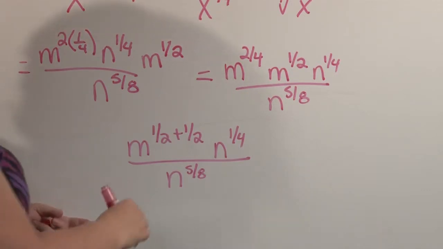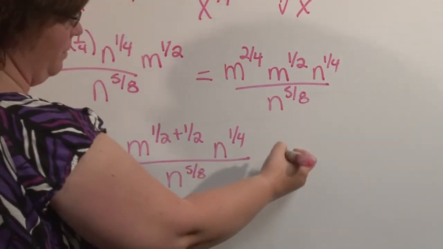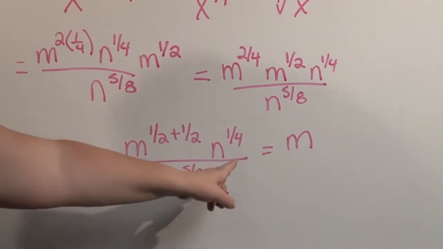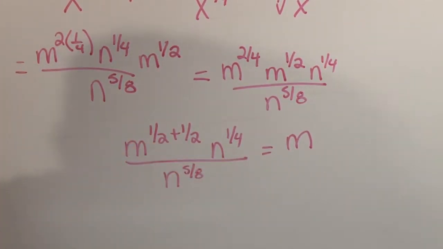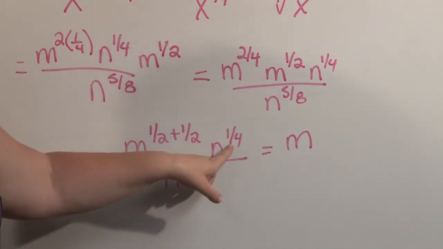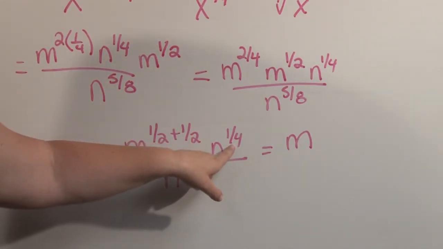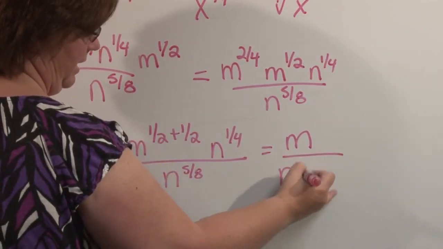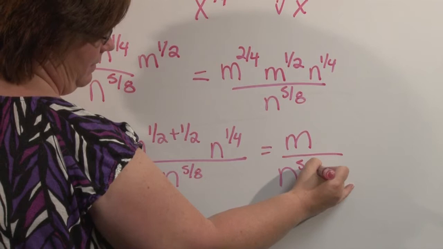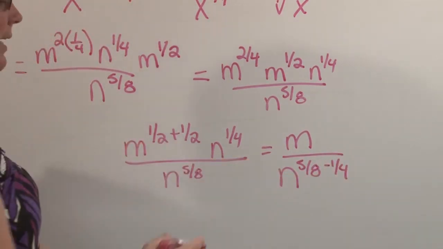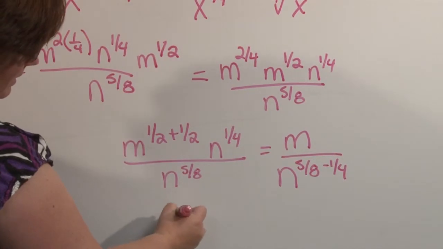Let's just keep going. 1/2 and 1/2 is 1 whole. We're going to just write m. And now we need to see which one is bigger, so we know to either add or subtract. 5/8 is greater than 1/4, so we're going to subtract that 1/4 from the 5/8. So now we'll have n to the 5/8 minus 1/4. Again, we need a common denominator.